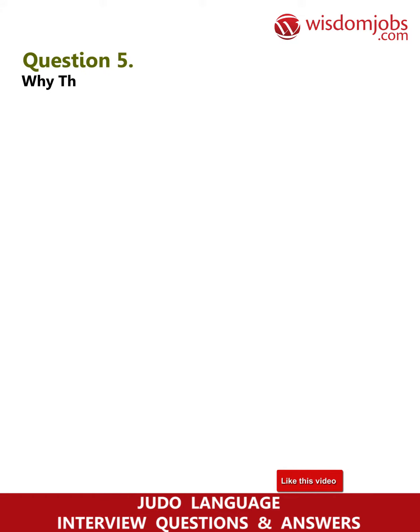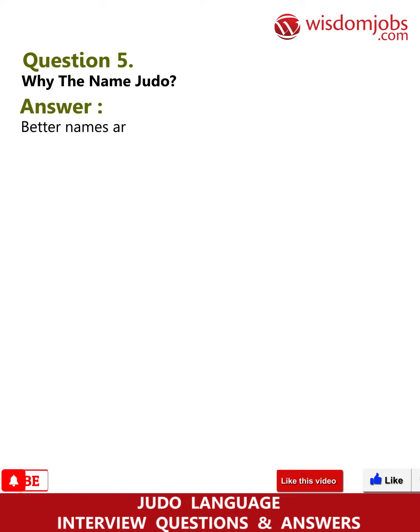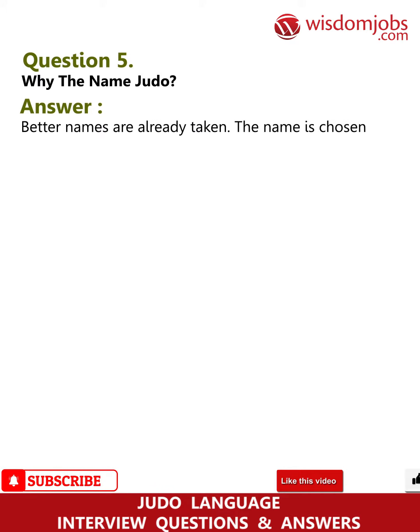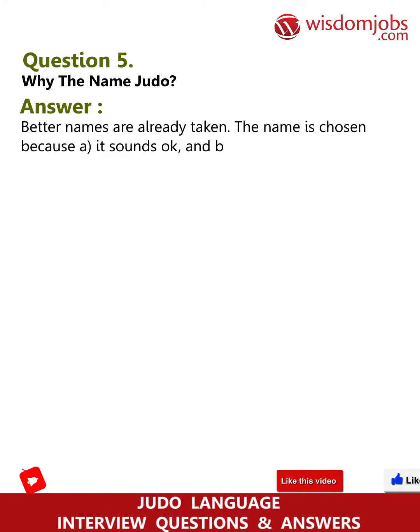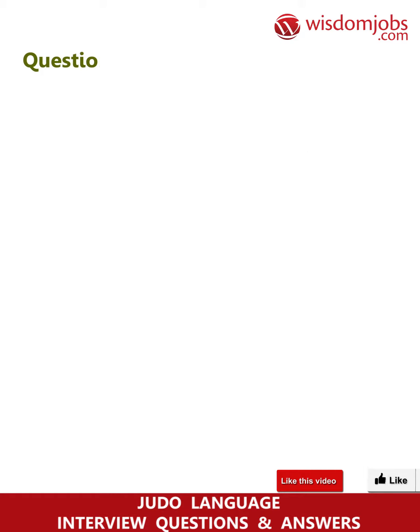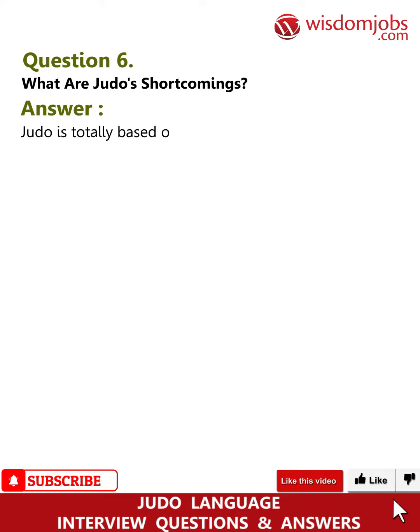Question 5. Why the name Judo? Answer. Better names are already taken. The name is chosen because A. It sounds okay and B. It starts with J. Question 6. What are Judo's shortcomings? Answer. Judo is totally based on Sun's Java.